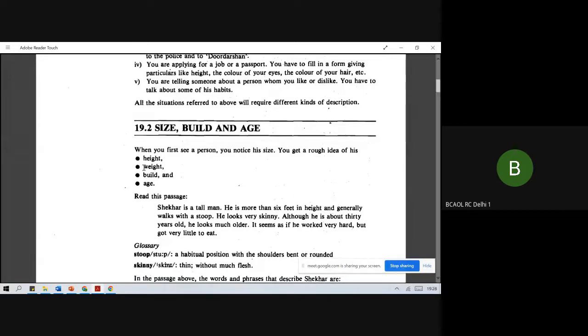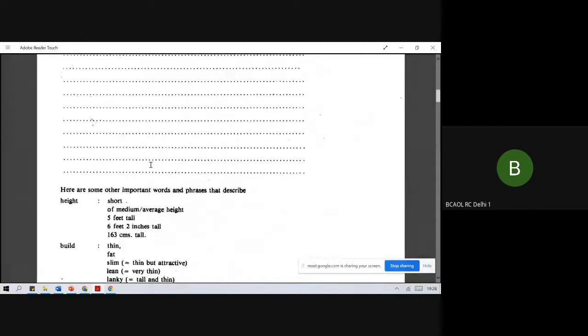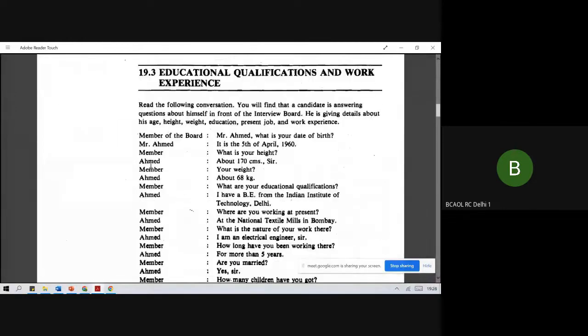So if you're talking about a person, see, I will show you one picture in a book.